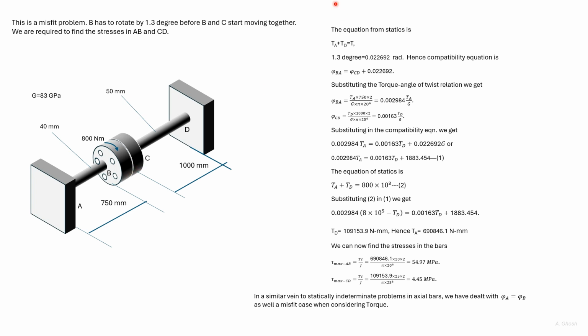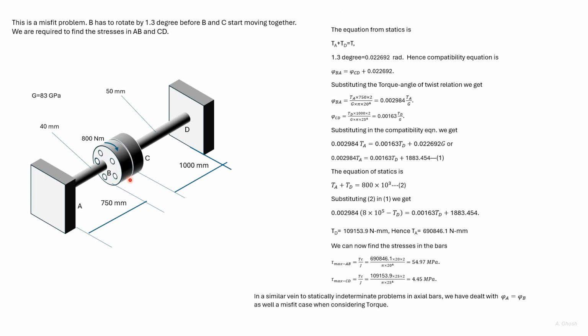So this is a misfit problem involving angle of twist. Now torque is applied to the disc at B, and there will be reaction torques at A and D. So from statics we get TA plus TD is equal to P, which is the torque applied at B.